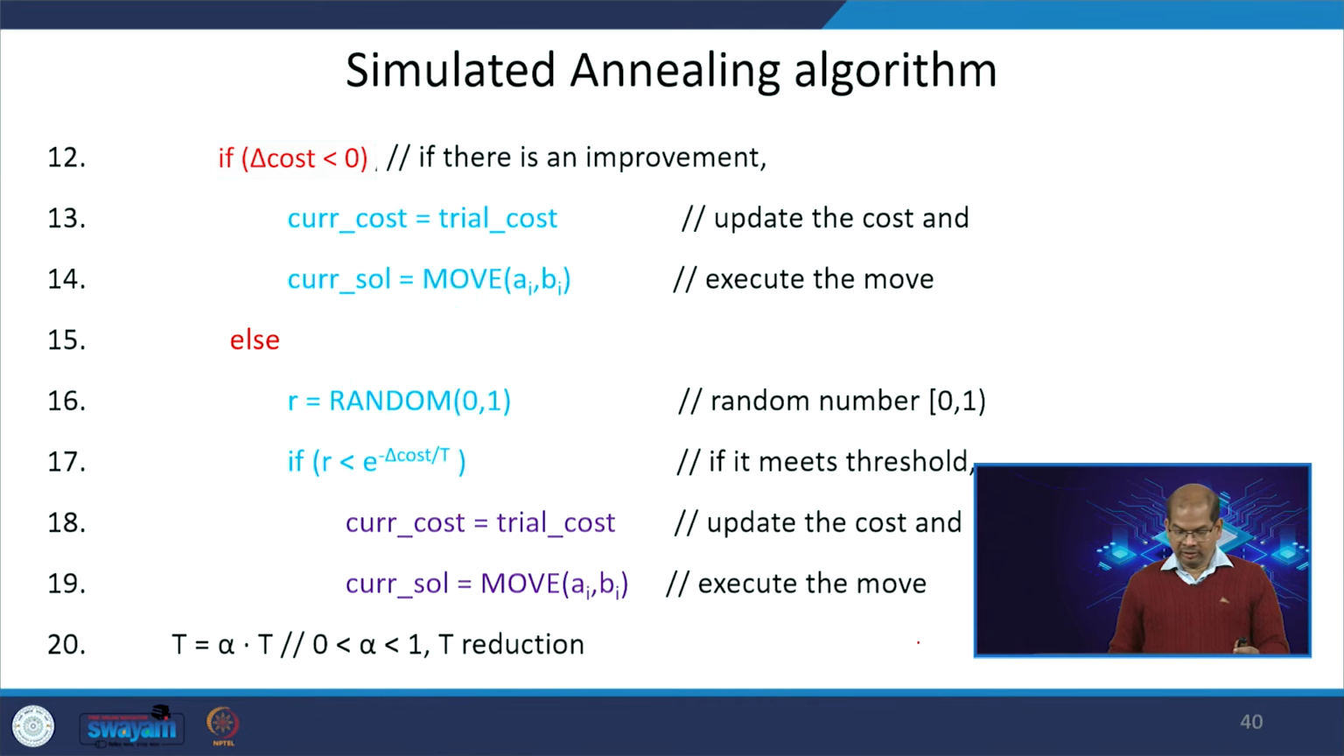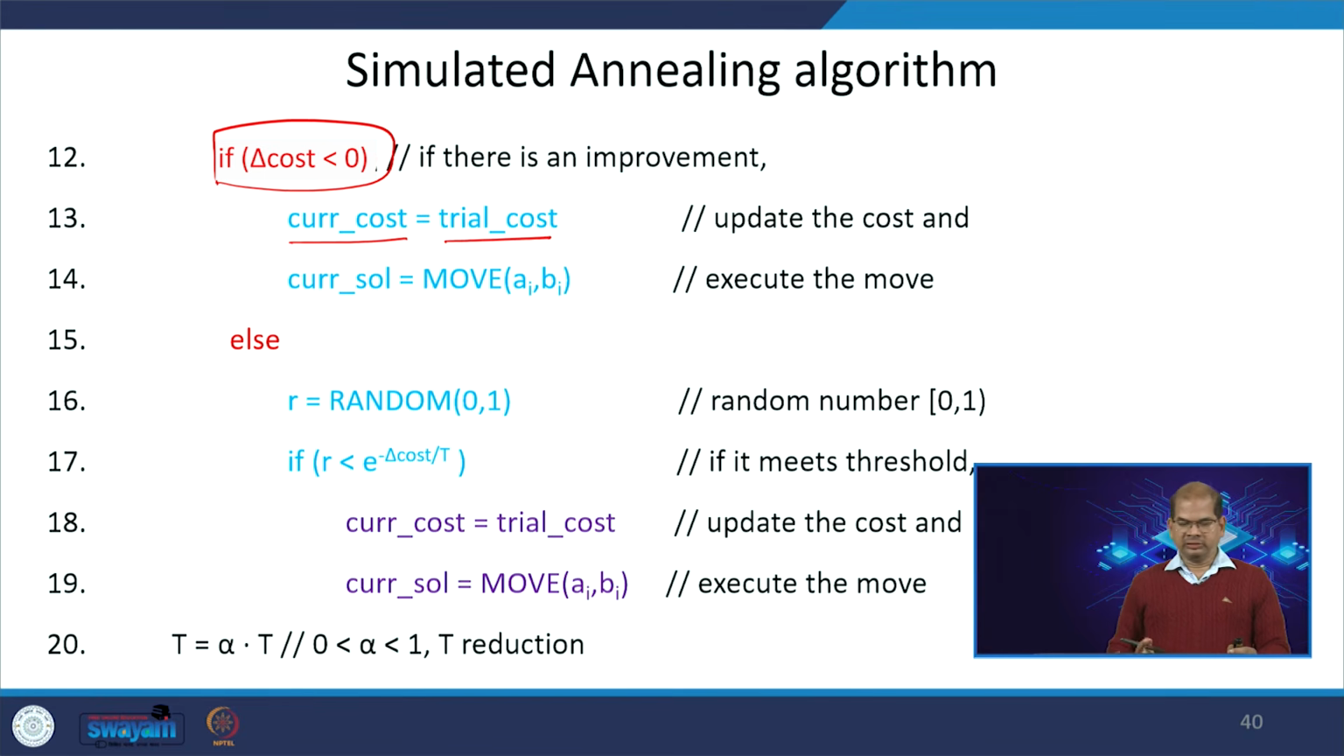Now, if my change is less than 0, that means there is an improvement. If there is an improvement, then I will change my current cost to the trial cost. Then this move is executed because I am getting a better solution. So I will apply that move and go to a new solution.